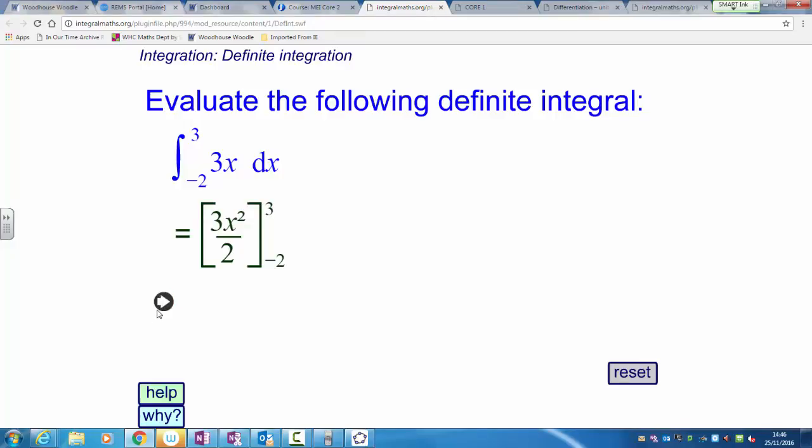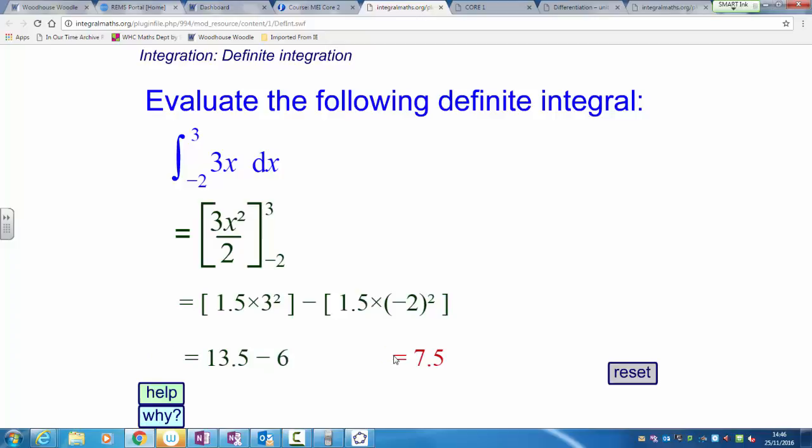So we've got 3x squared over 2. Hands up if you got that, and you wrote 3, 2. You substitute your values in. Hands up if you substituted your values in and you showed it as well. Good. And then you should get 7.5.